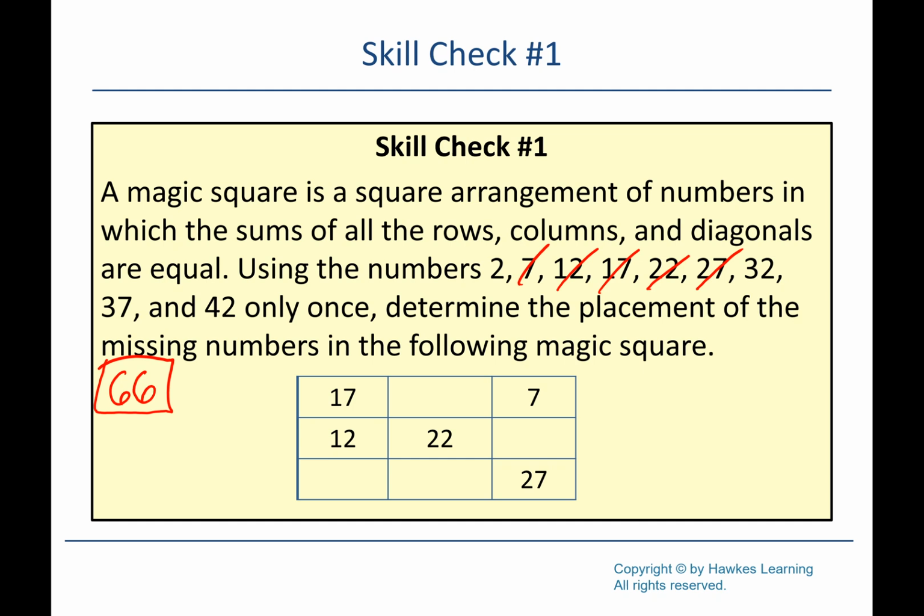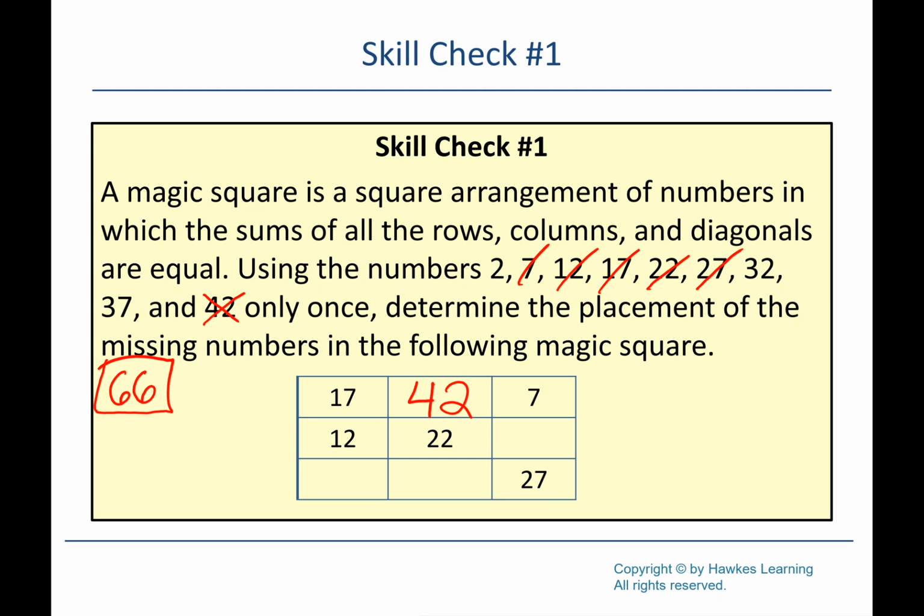66 is kind of big, so if you need to use a calculator, that's not a problem. So let's see. Yes, I agree with that, because if we take 17 plus 7, that's 24. Then 24 plus 42 would be 66, and now we've used 42, so we can get rid of that one. And we can do any of the boxes now. We can put 22 there. I think that looks like a good one.